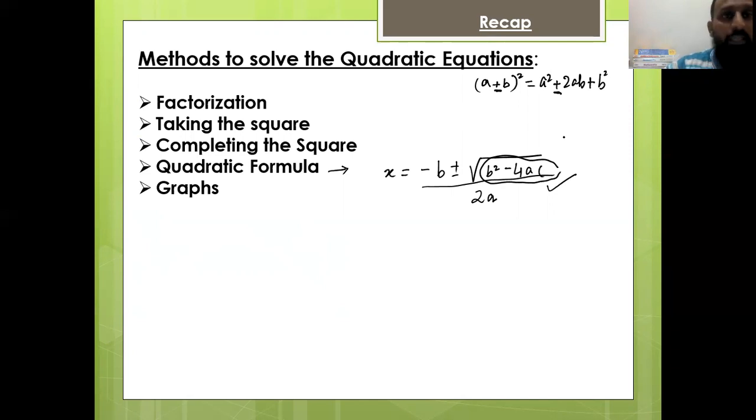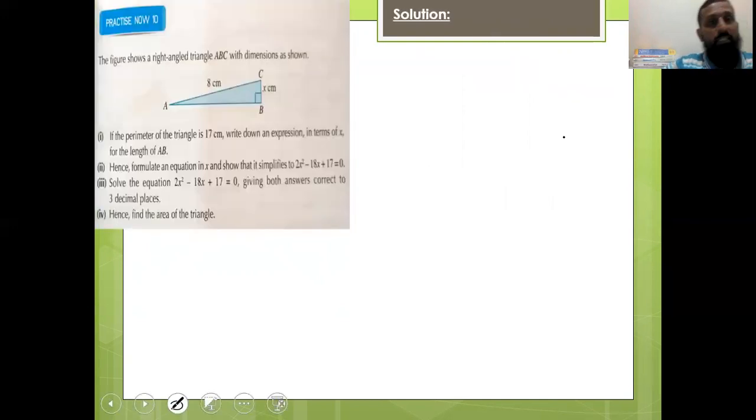So this was a quick recap, boys and girls, of how to solve quadratic equations by using different methods. So dear students, this is again one question from your school textbook. This is practice now 10. It shows a triangle. Now dear student, the question says that the figure shows a right angle triangle ABC with dimensions as shown.